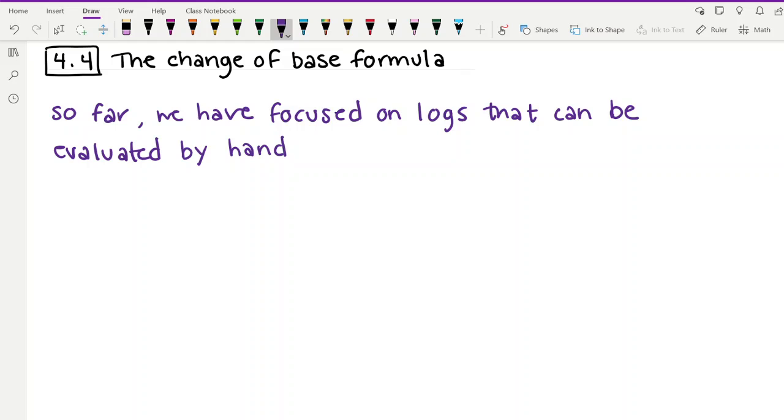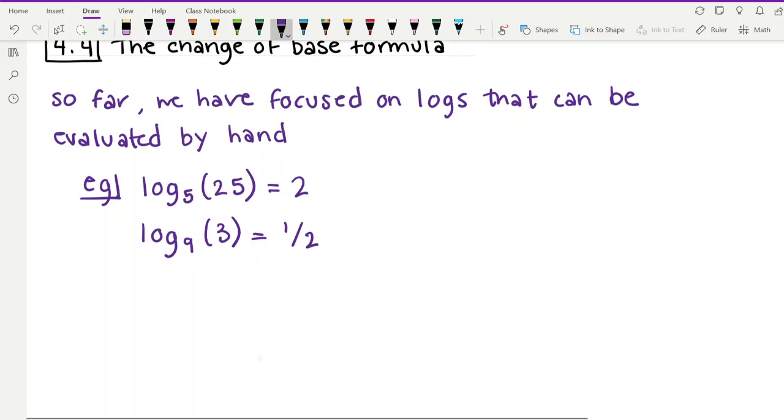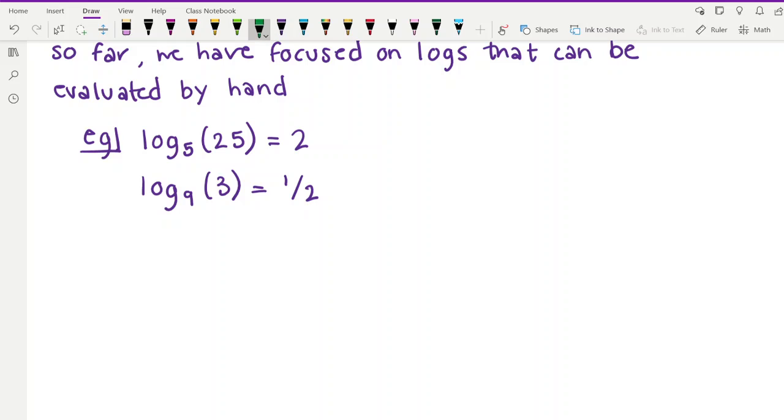What I mean by that is something like log base 5 of 25. We know that equals 2 because we can just look at 5 and 25 and say, okay, I know 5 squared is 25. Another example would be log base 9 of 3. You can say, I know that the square root of 9 is 3, so it means I would need to raise 9 to the 1/2 power. But those aren't the only kind of logarithms that are out there.